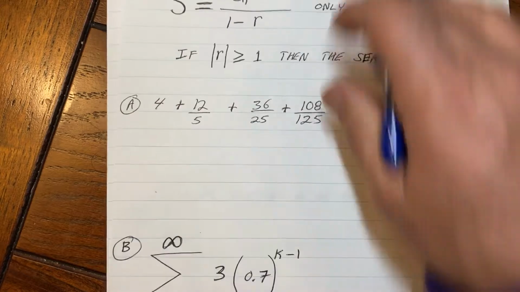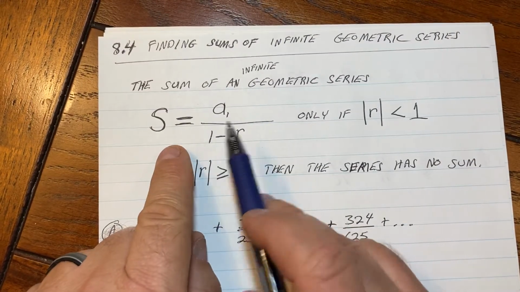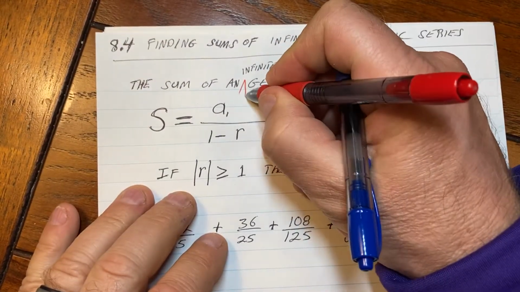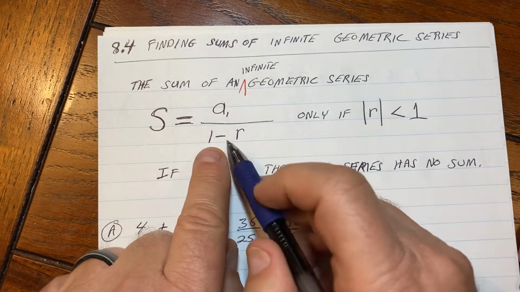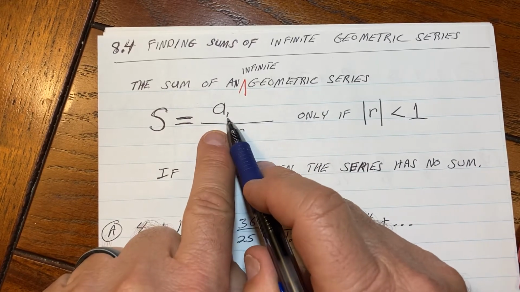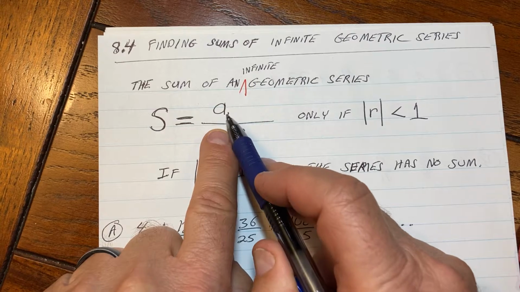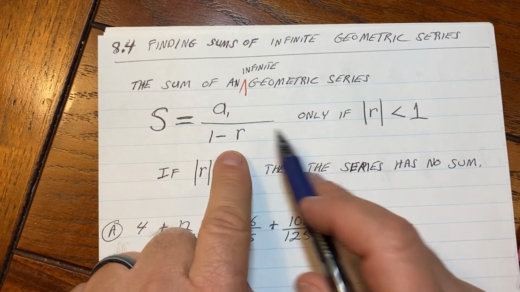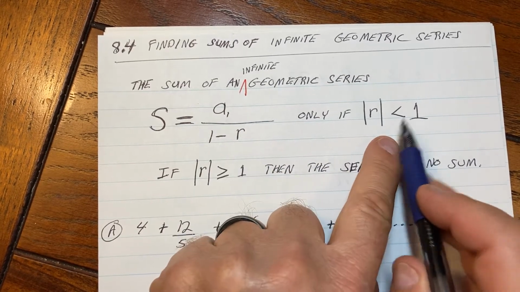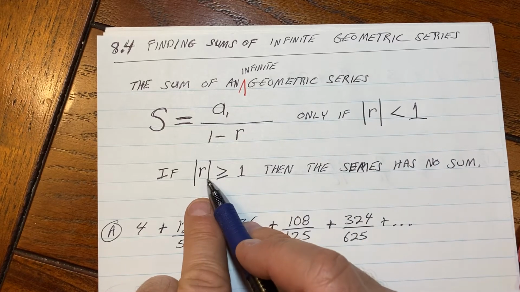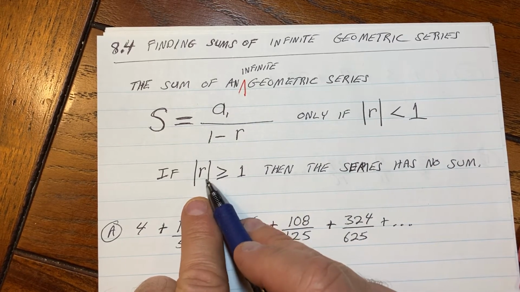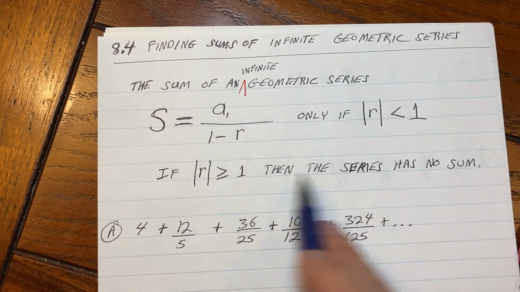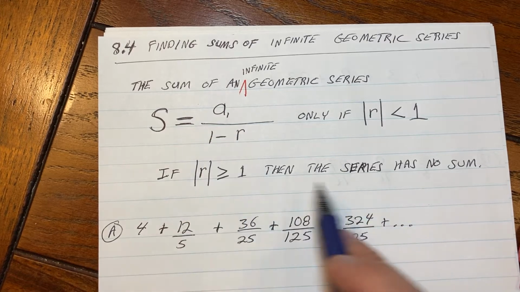So now let's take this and use this formula, the sum of an infinite geometric series. So sneak that word infinite in there. In this formula, a sub 1 is the value of the first term. You've seen that before. R is the common ratio, and this works only if the absolute value of R is less than 1. If the absolute value of R is equal to 1, or greater than 1, then the series has no sum. That means the formula won't work if that's the case.